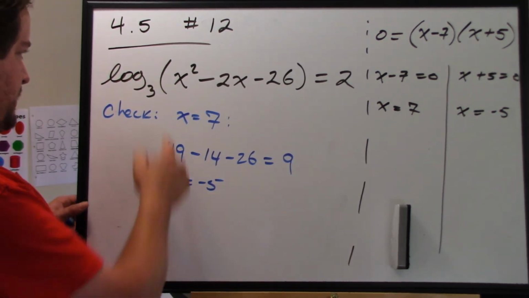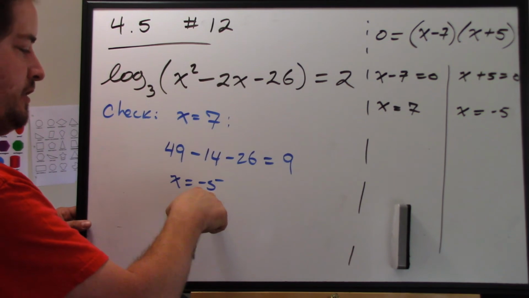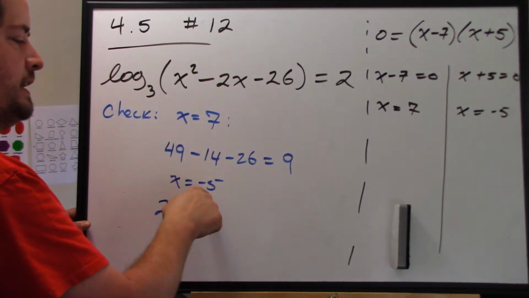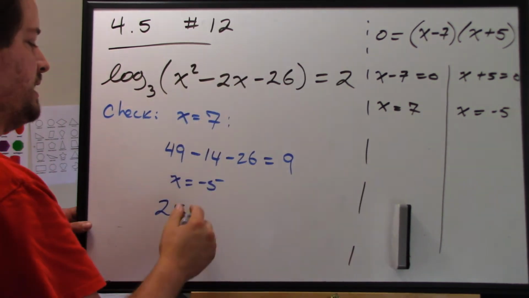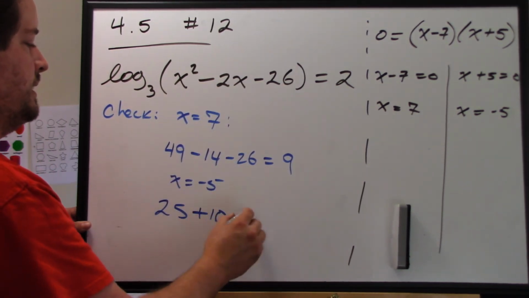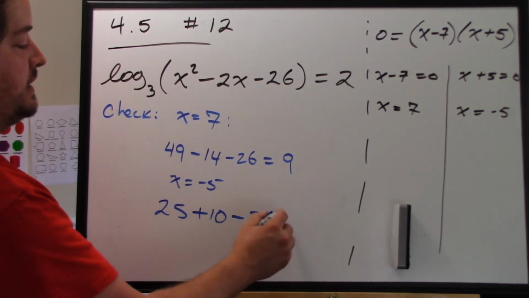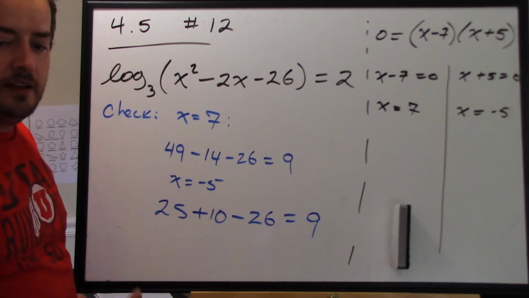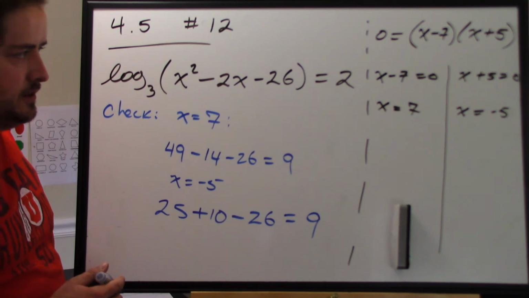So let's do it. X squared when x is negative 5 is positive 25. Minus 2x when x is negative 5 is minus 2 times negative 5. That's plus 10. And then minus 26. That's also 9 positive. So it's good to go. Both answers are valid. And there we go with both my answers.